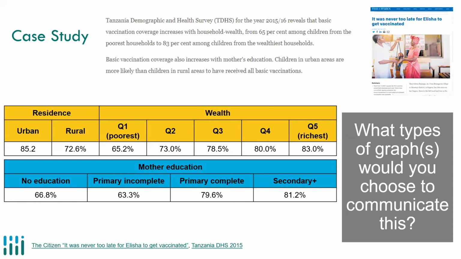So this is a case study that I've created. It's from the Citizen newspaper, and this is data from the Tanzania Demographic and Health Survey for 2015 and 2016. The Citizen news article highlights how basic vaccination coverage increases with household wealth, from 65% among children from the poorest households to 83% among children from the wealthiest households. So focusing on that message that the Citizen wanted to relay, what types of graphs might be appropriate to visualize this data? Feel free to share in the chat or talk to your neighbor if you're in person.